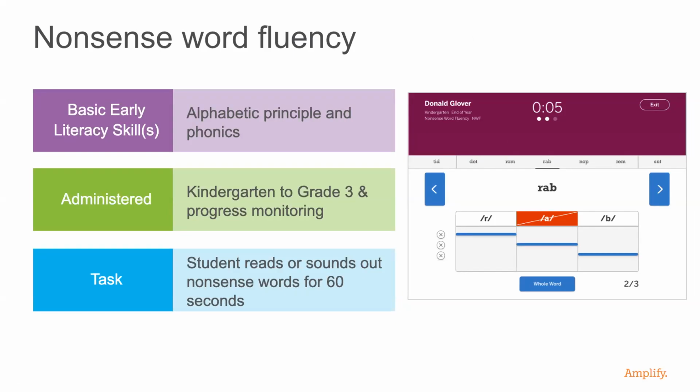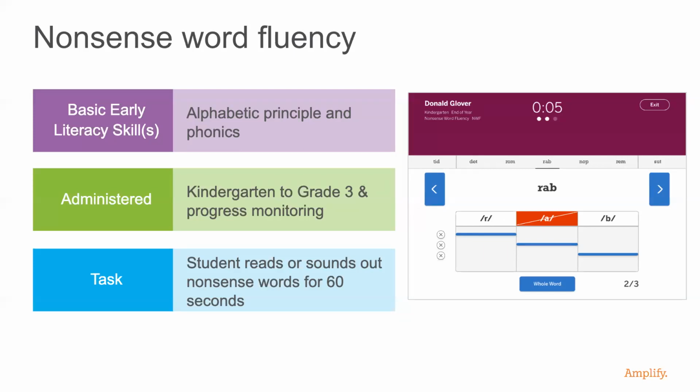The next one is nonsense word fluency. This one is assessing both the alphabetic principle, understanding of letter sound correspondence, as well as phonics. It's important to note that we use nonsense words because students are seeing these words for the first time. This allows us to get a real picture of their decoding skills, and there's no interference with any sight word memory that they might have.